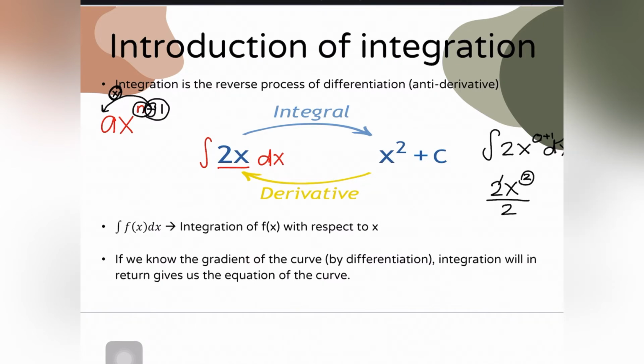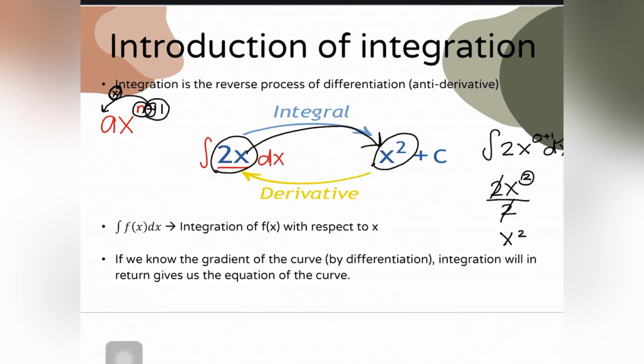Okay, so 2 in the numerator can be cancelled out with 2 in the denominator. So what you get in return is x to the power of 2, which is the initial, the original equation. So actually, the process of integration will help you to return your derivative back into its original equation. That's why it's called an antiderivative process, because it's the opposite of the process of differentiation.